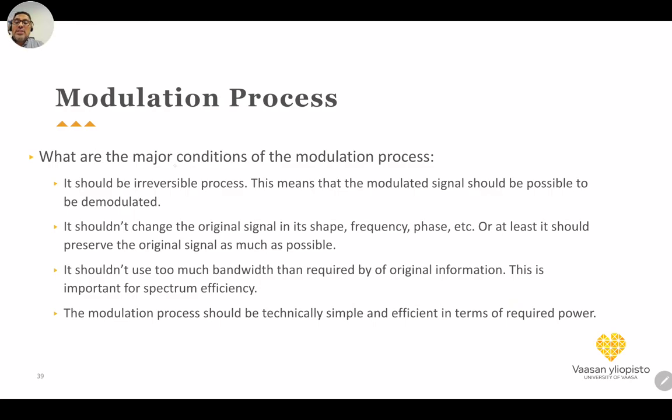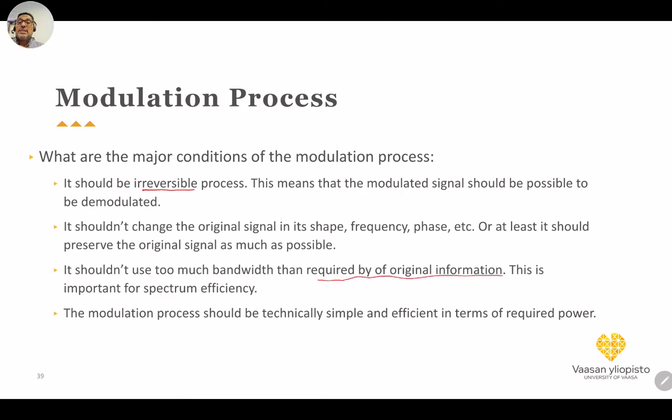So what are the major conditions of the modulation process? It should be a reversible process, because once you have the modulation, then you can have the demodulation process. It shouldn't change the original signal in its shape. We should keep the original signal shape and also frequency as much as possible. And it shouldn't use too much bandwidth beyond what is required by the original signal information.